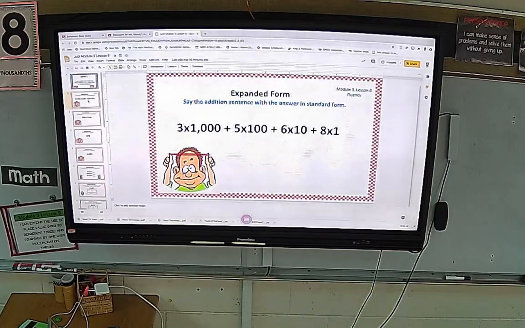Okay, there is a problem on the board that we're going to read. It just wants us to read it, and read what it says. It is in what kind of form? Raise your hand if you remember what form is on the board. What is that called? Charlotte, what's that called? Expanded form. Expanded form, where the number looks a lot larger.